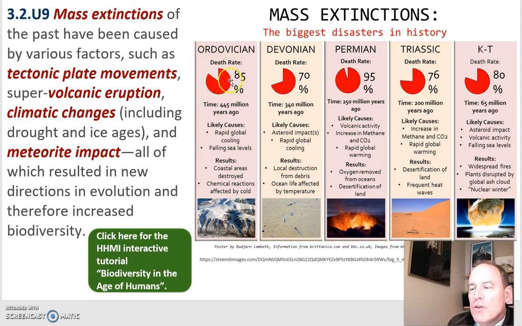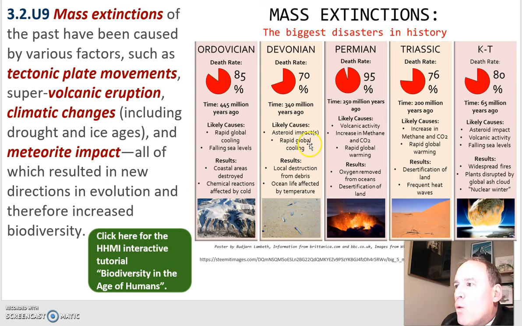We can see in this first one, we have an 85% death rate, 445 million years ago. Likely causes: rapid global cooling and falling sea levels as the ice collects on the continents. We're going to see coastal areas destroyed, and we're also going to see chemical reactions that occur, which will further affect the climate. In the Devonian, 340 million years ago, likely causes were an asteroid impact or impacts, and rapid global cooling, maybe due to the dust that's been thrown up into the atmosphere. What we get is local destruction from debris, but also ocean life affected by the temperature changes.